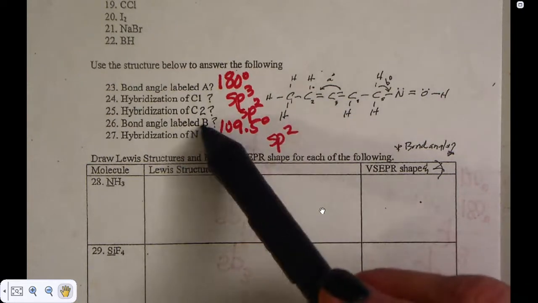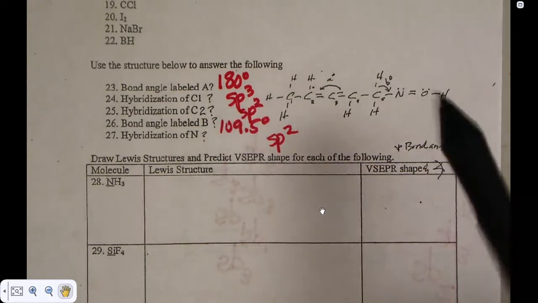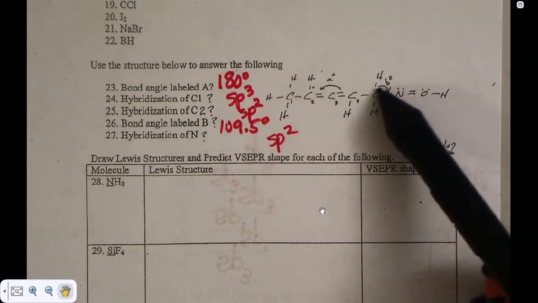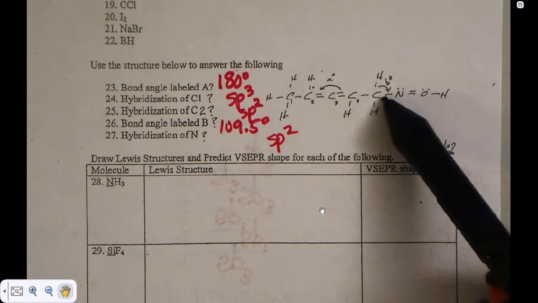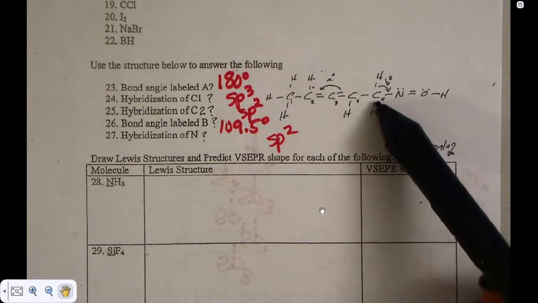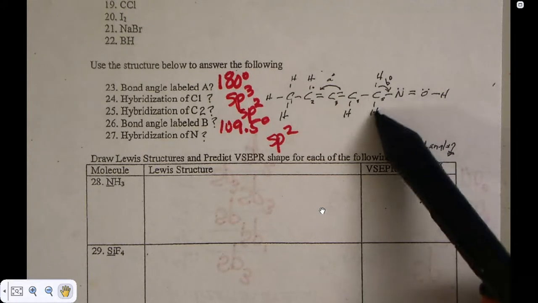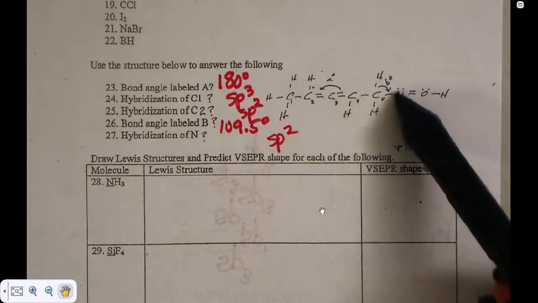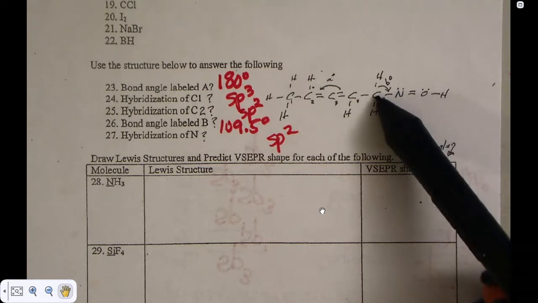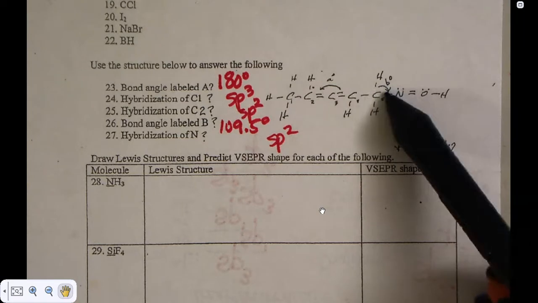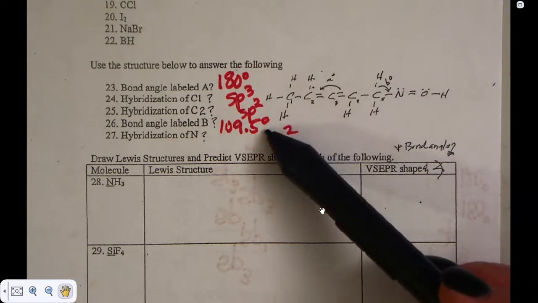Number 26 wants to know bond angle labeled B. So let's look over here where I have B labeled. If you look around that particular angle, I know it appears to be 90, but remember, we don't have 90-degree angles in our first 5 basic shapes. So what you want to do is look at the carbon and see what's on it. This carbon has 1, 2, 3, 4 atoms attached to it. That means it's a tetrahedral part of the molecule. This is tetrahedral around carbon number 5. So that means that angle is 109.5 degrees.